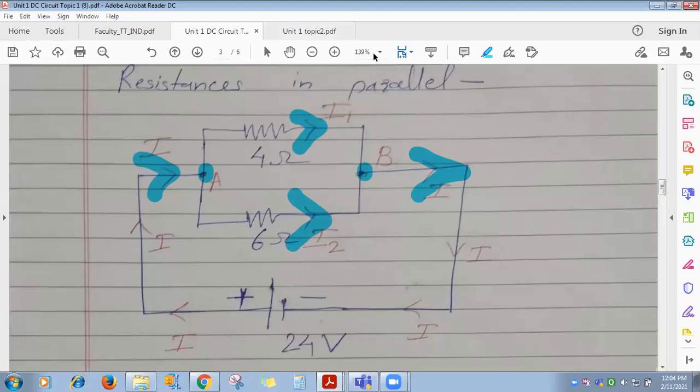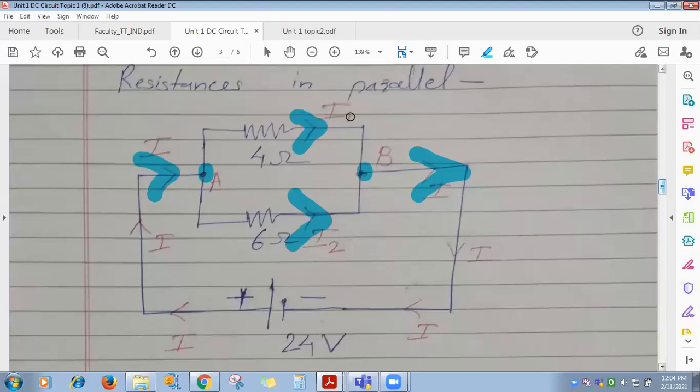Okay, so check this condition for every circuit, and if both the conditions get satisfied, then only you can say the two resistances are in parallel. If any one of it doesn't get satisfied, then the resistances are not in parallel. Clear? How to check? Current entering at node A must be equal to node B, and I is equal to I1 plus I2. Check this at node A also, B also.